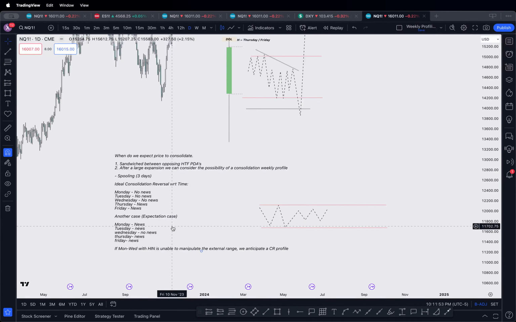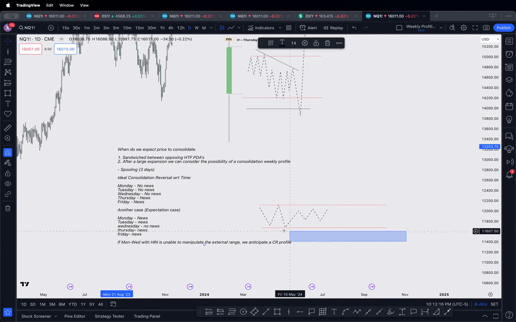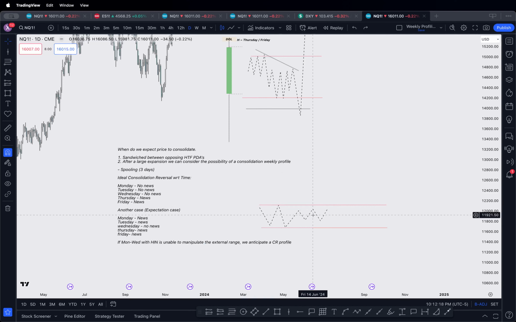The expectation case is when Monday through Wednesday high impact news does not manipulate the external range. Does not. We can expect a consolidation reversal profile. So in this case, if we're getting a consolidation at the beginning of the week, we're expecting a very clear distribution at the end of the week. So basically it makes it higher probability trading on Thursday and the end of the Friday week. Once we manipulate the external range.